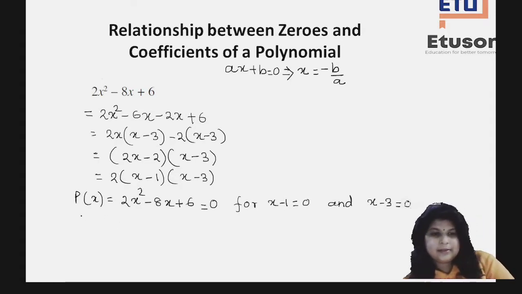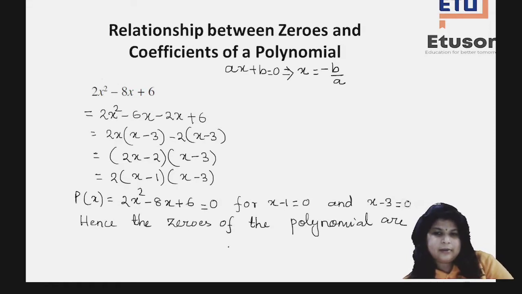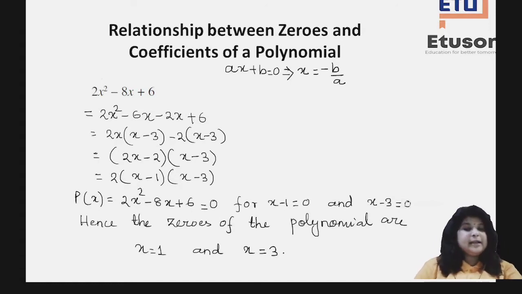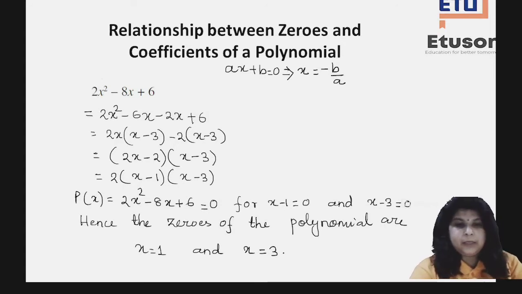Hence, the zeros of the polynomial are x equal to 1 and x equal to 3. Now let us find out the relationship between the zeros and the coefficients of the polynomial.